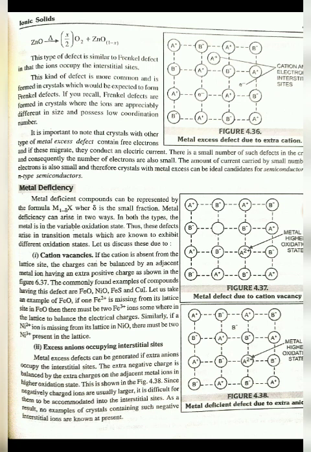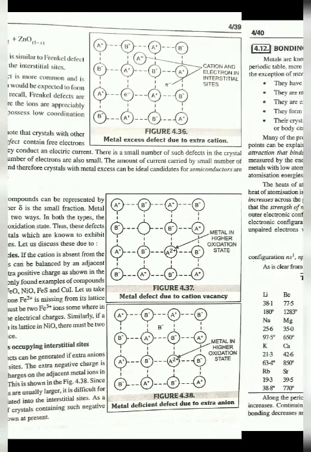Metal excess defects can be generated if extra anions occupy the interstitial sites. These extra negative charges are balanced by the extra charges on the adjacent metal ions of higher oxidation state. This is shown in Figure 4.38. Since the negatively charged ions are usually larger, it is difficult for them to be accommodated into the interstitial sites. As a result, no examples of crystals containing such negative interstitial ions are known at present.